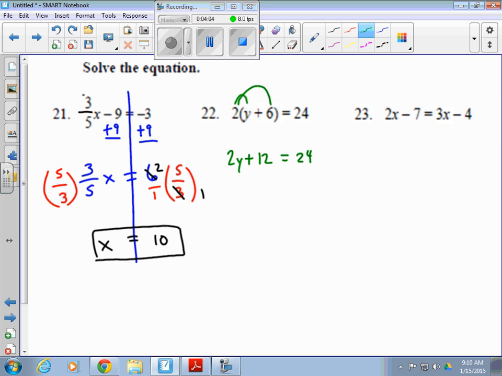So now it's time to start undoing things and undo your order of operations backwards. Undo plus 12, just like we undid minus 9 on 21, by subtracting 12. You do it there, do it here. 24 minus 12 we know is 12 equals, we still have 2y on the left. Undo 2 times something by dividing by 2. If you do it to the left, do likewise to the right. y is left by itself equals 12 divided by 2 is 6.